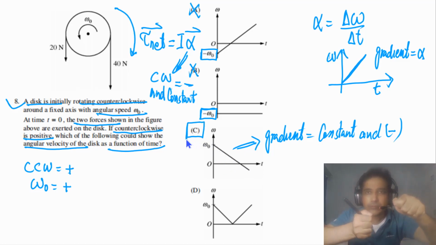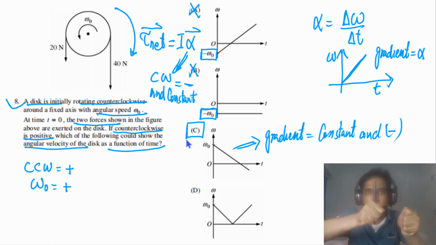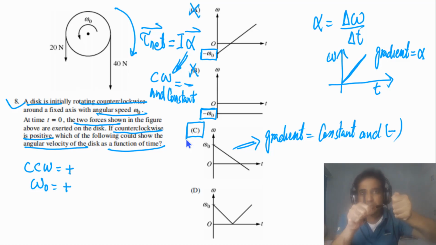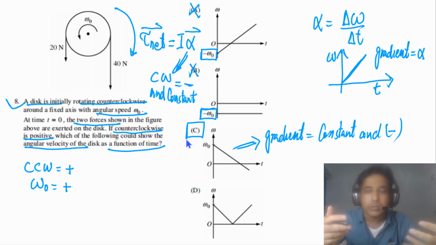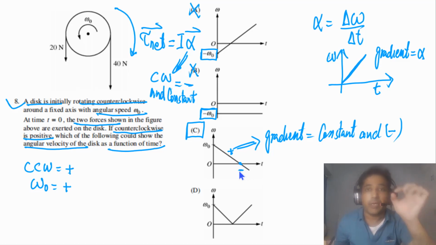In this case, first of all, the disk is rotating counterclockwise, but the net torque is clockwise, so this disk will start slowing down, and finally omega will be 0, and then omega will be negative, meaning omega will be clockwise. This feeling is also important. You need to understand what is happening. After this period of time, omega will be 0. Before this, omega is positive. After this, omega will be negative. But the acceleration, the rate of change of angular velocity, is constant.